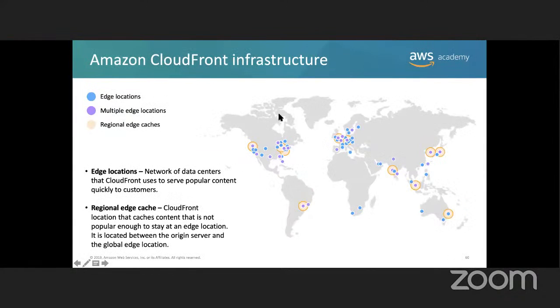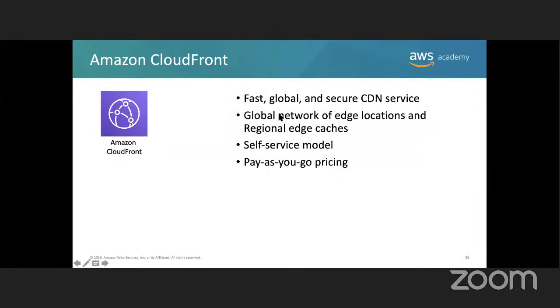It's a global network of edge locations and regional edge caches. In other words, it works with a network of data centers close to the users, right? It's a self-service service. It can be on its own, right? It doesn't actually depend on anyone. It works with other services, but it doesn't depend on any service, right?